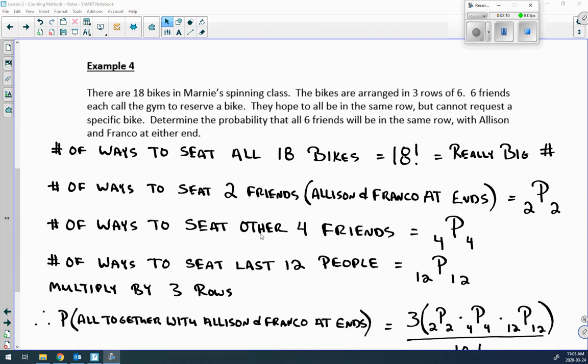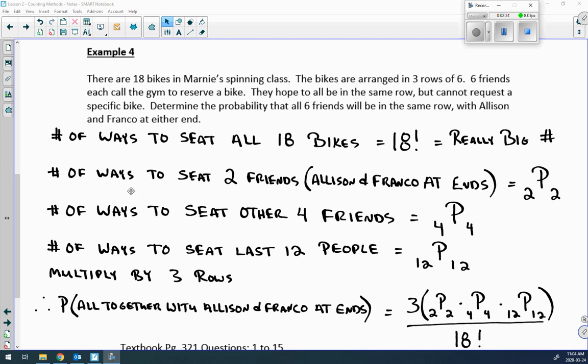Okay, so example 4. There are 18 bikes in Marnie's spinning class. The bikes are arranged in 3 rows of 6. So 6 friends each call the gym to reserve a bike. They hope to be in the same row, but they cannot request a specific bike. Determine the probability that all 6 friends will be in one row, with Allison and Franco on either end. So there's quite a big question here.